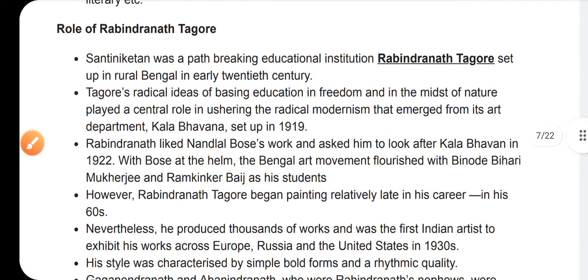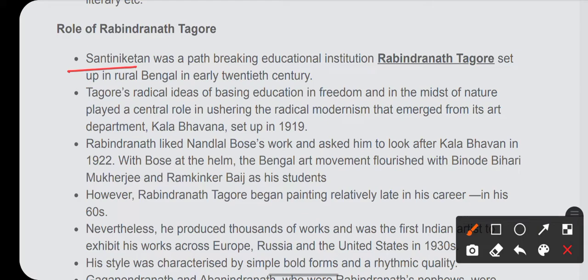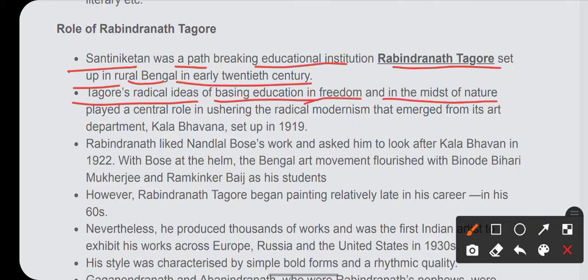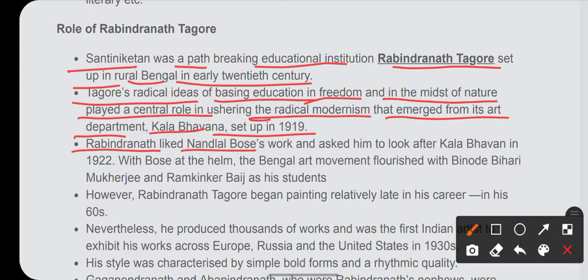Role of Rabindranath Tagore. Shantiniketan was a path-breaking educational institution Rabindranath Tagore set up in rural Bengal in the early 20th century. Tagore's radical ideas of basing education in freedom and in the midst of nature played a central role in ushering in the radical modernism that emerged from its art department, Kala Bhavana, set up in 1919. Rabindranath liked Nandlal Bose's work and asked him to look after Kala Bhavan in 1922. With Bose at the helm, the Bengal art movement flourished with Binod Bihari Mukherjee and Ramkinkar Baij as his students.